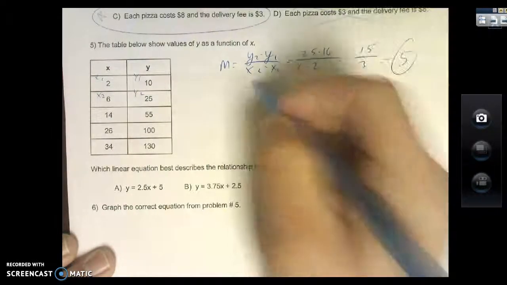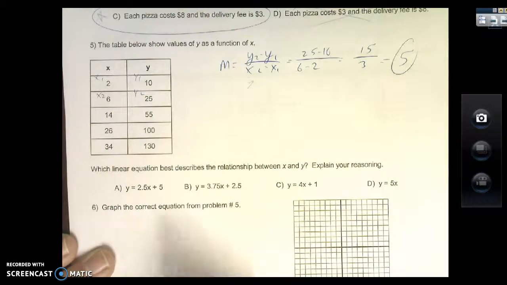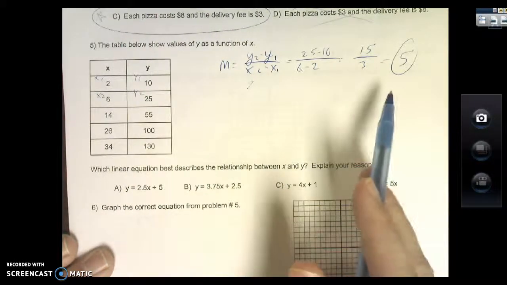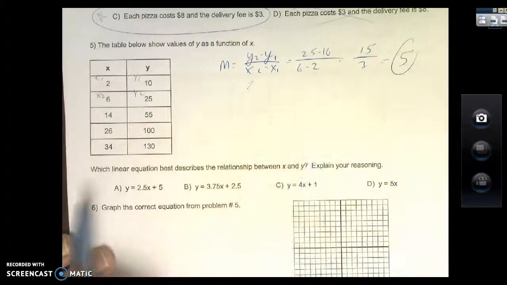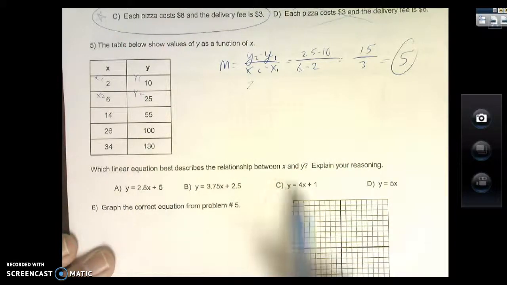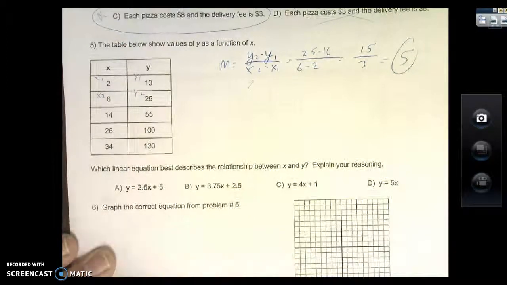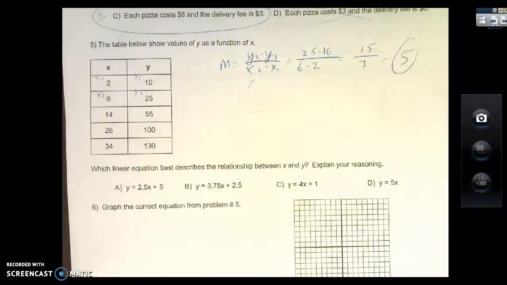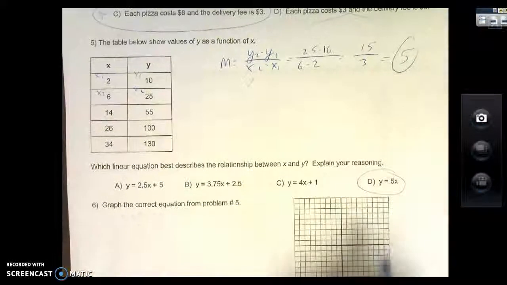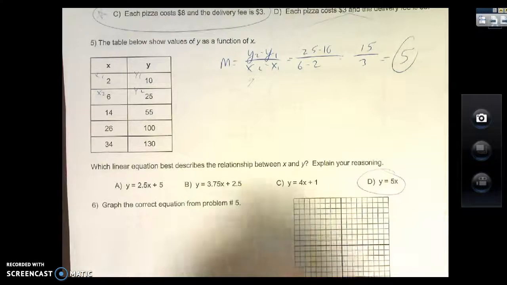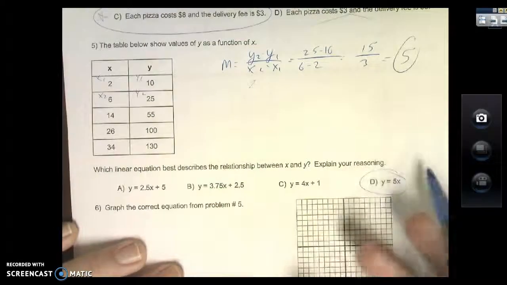By the way, this formula is given to you. You don't have to memorize it. Now down here, this is my slope, which means it goes in front of my x. What's the only problem down here that has a 5 in front of my x? Well, if you look hard enough, you'll see D. If there was only 1 problem like that, my answer is D, so we win.